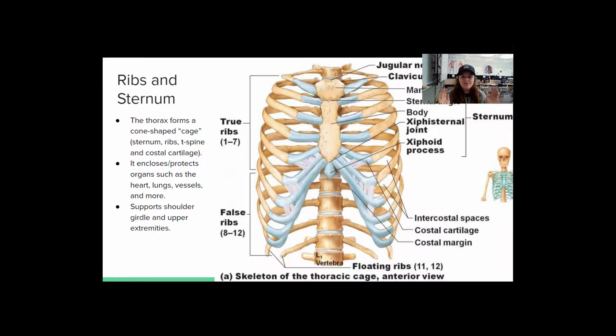All right, now let's cover the ribs and the sternum. The thorax forms a cone-shaped cage, which is comprised of the sternum, the ribs, the T-spine, and this cartilage that connects the ribs to the sternum, which is called costal cartilage. It encloses and protects many organs such as the heart, the lungs, part of the stomach, vessels, and more. And it supports the shoulder girdle and upper extremities as well.